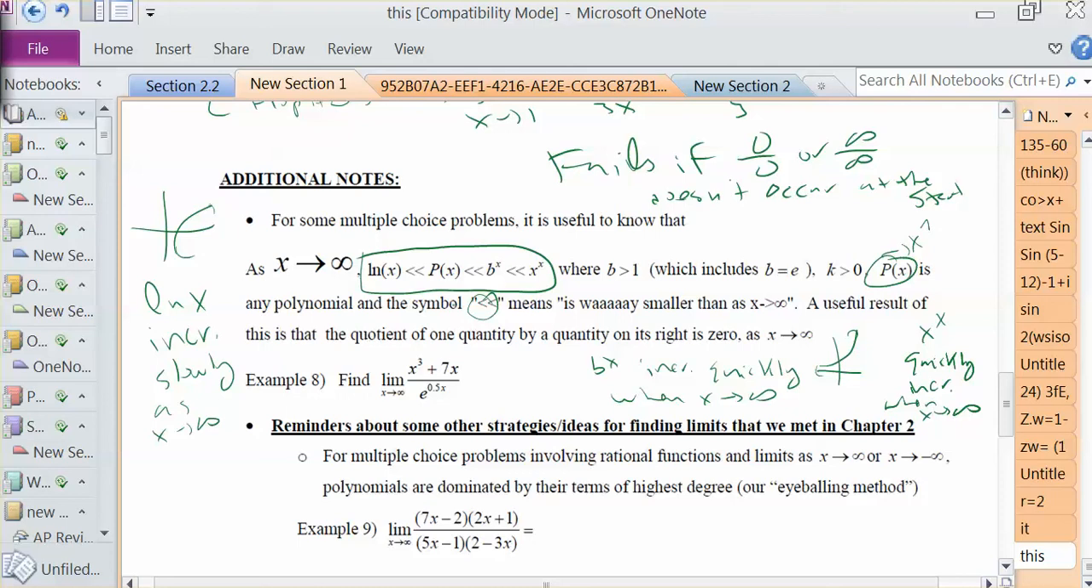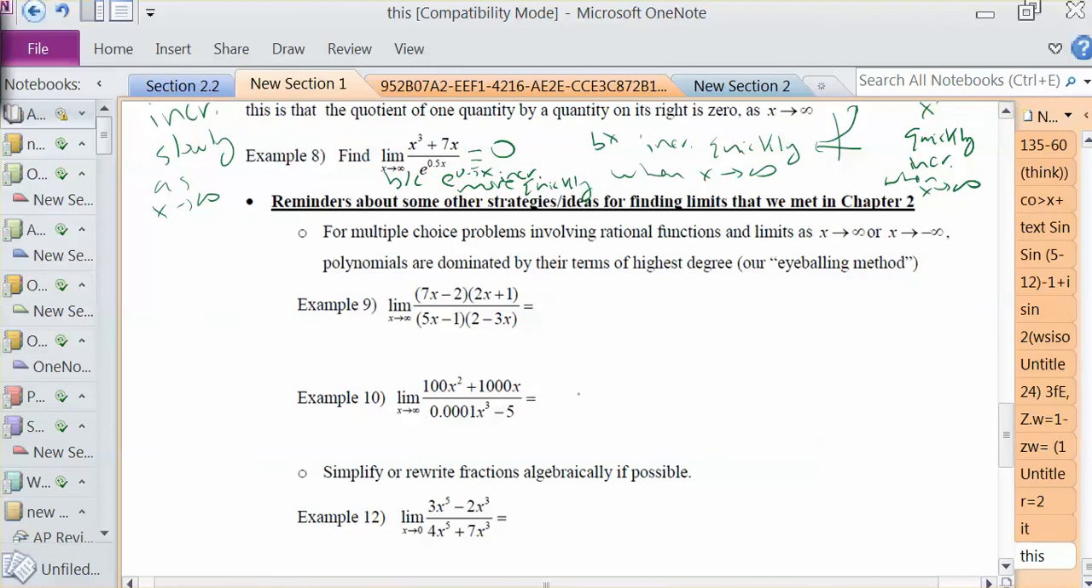Now, in the case of example 8, we're just going to say that's 0. That's because e to the 0.5x increases more quickly. Sorry, I'm kind of squeezing that in there. But compared to x cubed or 7x, those are part of a polynomial. E to the 0.5x will increase more quickly than x cubed or 7x as x approaches infinity. So basically the bottom is getting bigger more quickly than the top. So that's why, for example, it would just get 0.